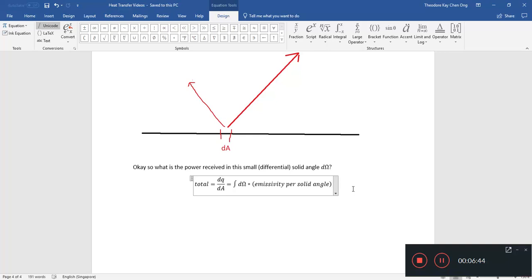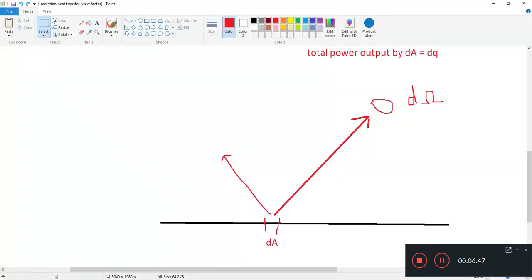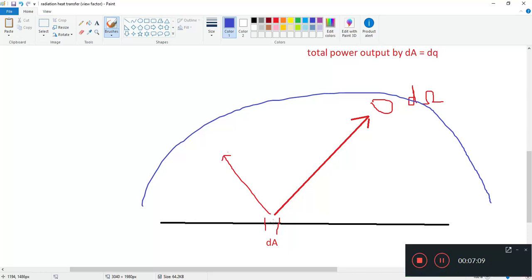Okay, so let's slow down. It can get a bit confusing. Again, we say that this little dA is putting out a certain amount of power, and the representative total emissivity, the power per unit area for this little guy, is summed up over all angles here, and this is just relating to this. But we want to subdivide it further into this little angle d omega.